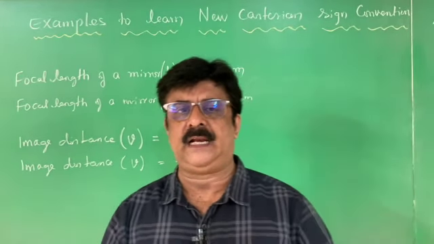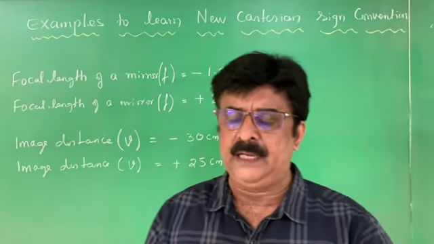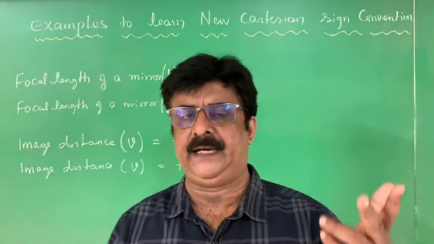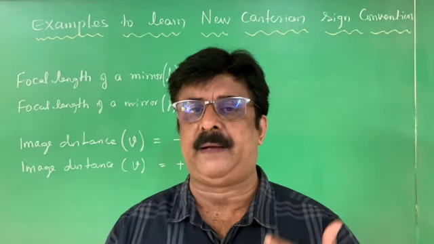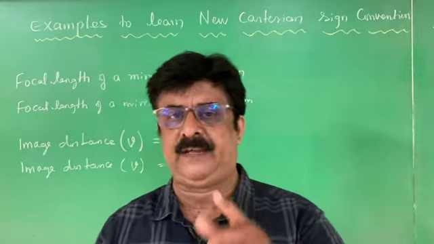And third one is related to magnification. Magnification is given by the letter M. It is a ratio of image height to object height. M is equal to H dash by H, or M is equal to minus V by U.